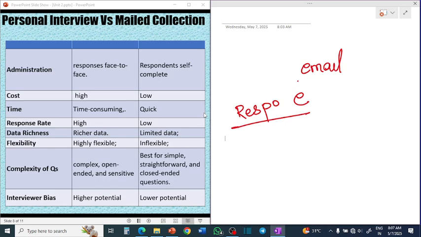Then we come on to the interviewer bias. When we collect the data ourselves, it has a higher potential of some kind of interviewer bias. Bias means what? That the interviewer will have their own opinion related to that particular data. And in mailed interview, we have lower potential for the same case.